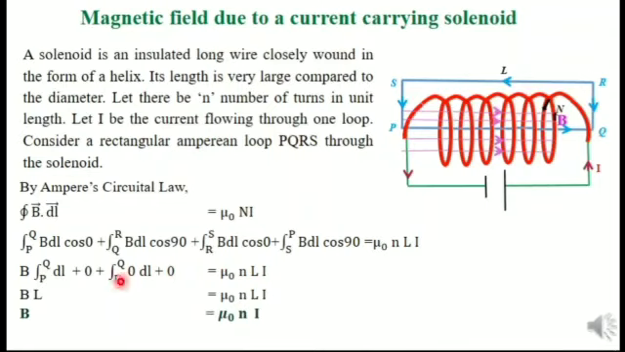Integral P to Q dl means length from P to Q, which is also the length of the solenoid, that is L. So the first term becomes B into L equals mu 0 n I L, or B equals mu 0 n I. This is the expression for the magnetic field produced by a current carrying solenoid.